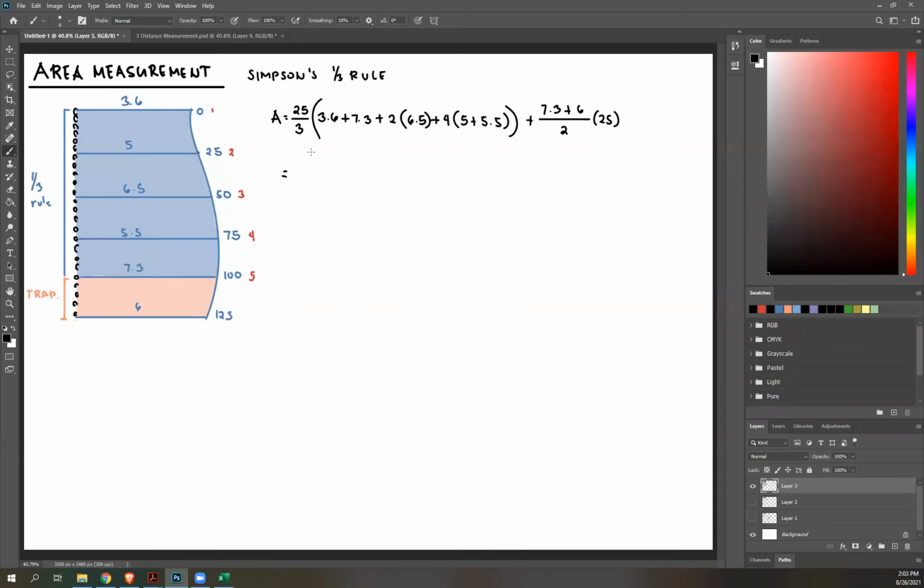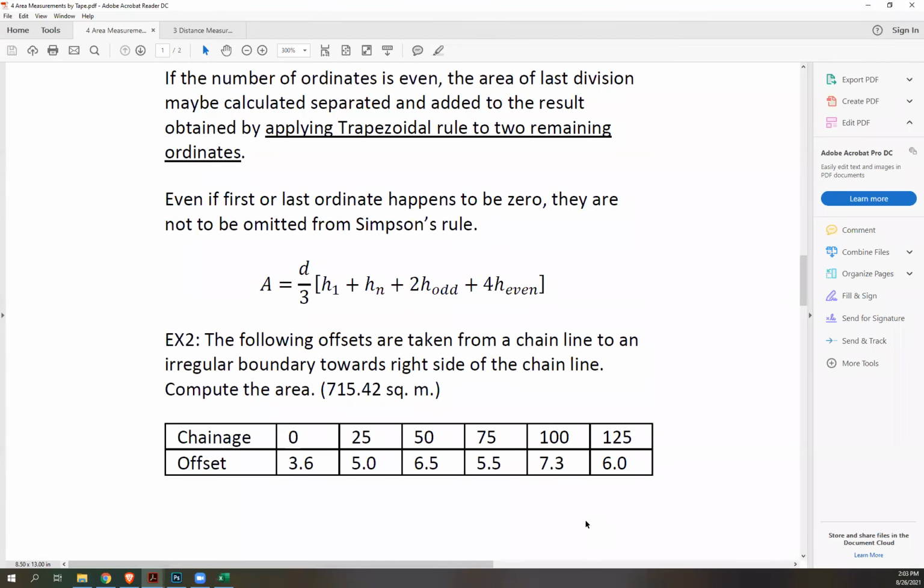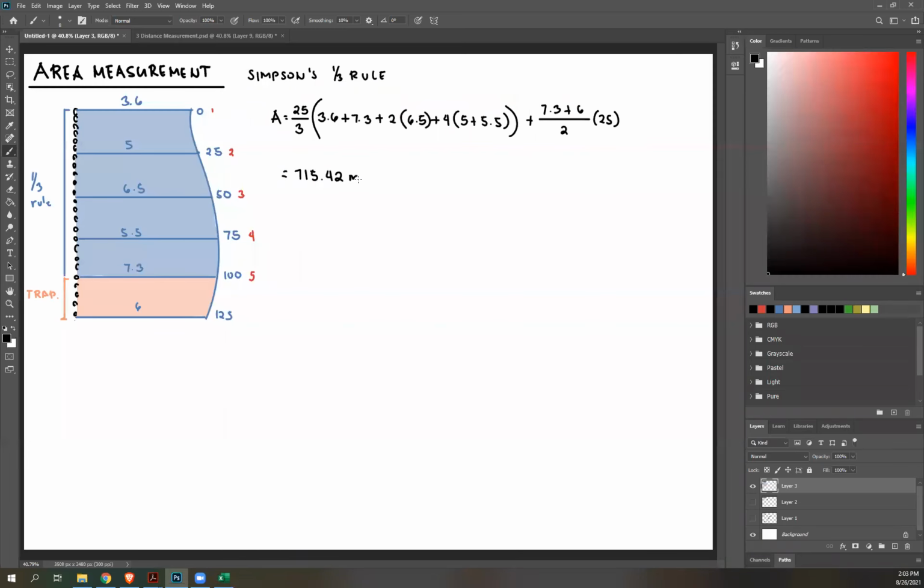Okay. So it is 715.42. Again, I don't think there's any units given here. So we're gonna use meters. So square meter or meter squared. Okay. Any questions for this problem? Please answer in the chat.